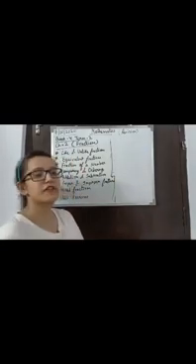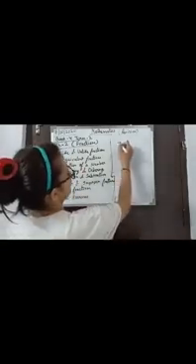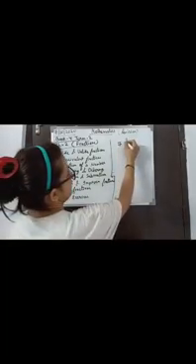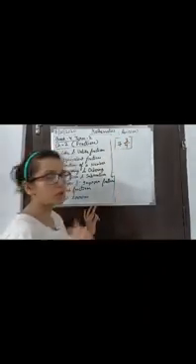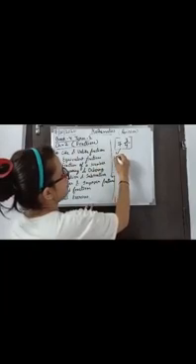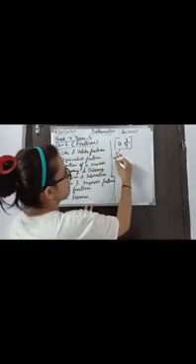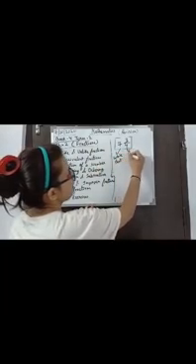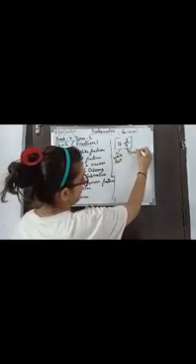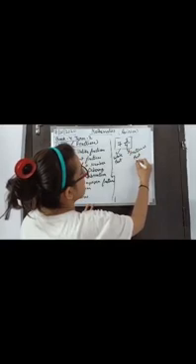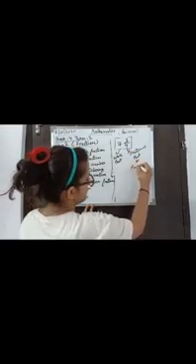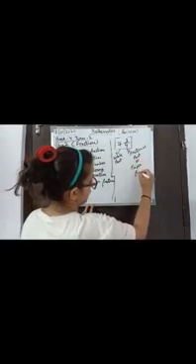Now next is mixed fraction. First we will learn how to write a mixed fraction. Like 7 and 3 by 4. So this one is called a mixed fraction. In a mixed fraction there are two parts. This one is called the whole part, or you can say whole number, and this one is called your fractional part, or you can say proper fraction also.